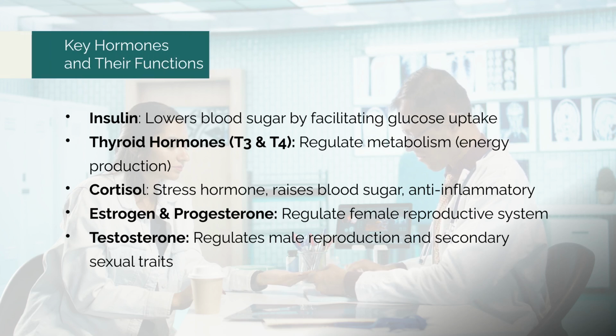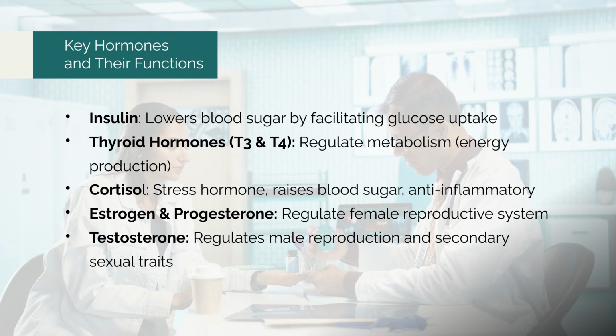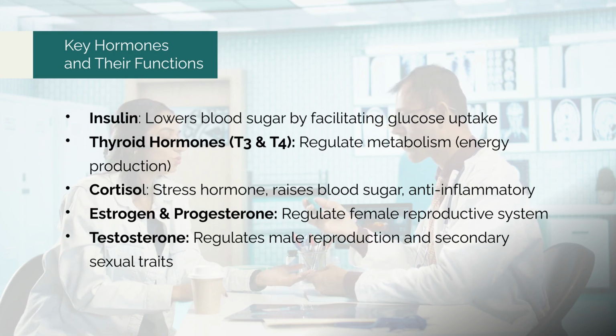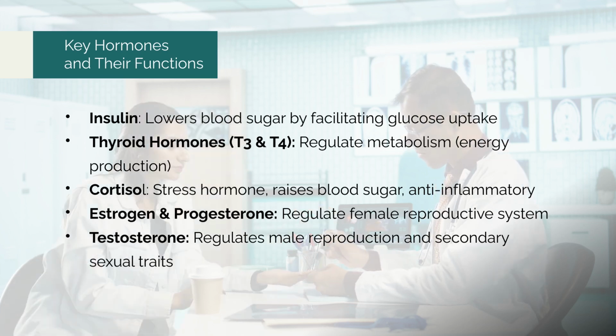Let's focus on some of the key hormones and their functions in the body. Insulin. Secreted by the pancreas, insulin helps lower blood sugar by facilitating the uptake of glucose into cells. Thyroid hormones, T3 and T4. Produced by the thyroid, these hormones regulate metabolism. If thyroid hormone levels are too low, you may experience fatigue and weight gain. Too high, and you may feel hyperactive and lose weight.